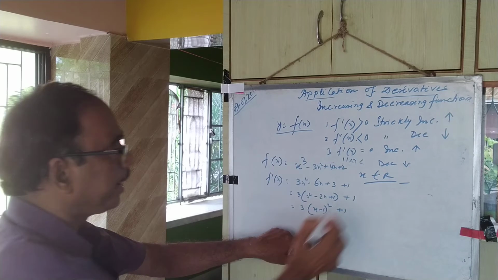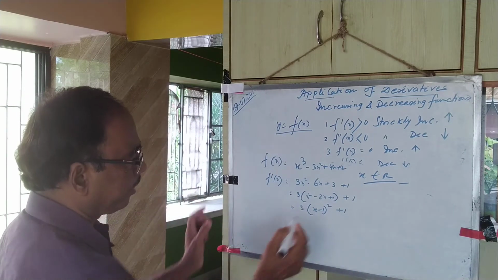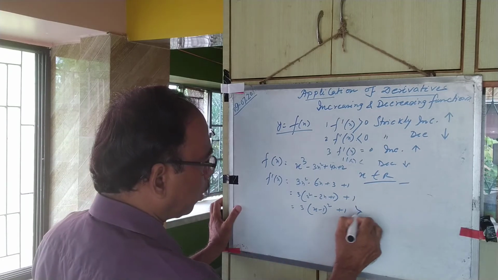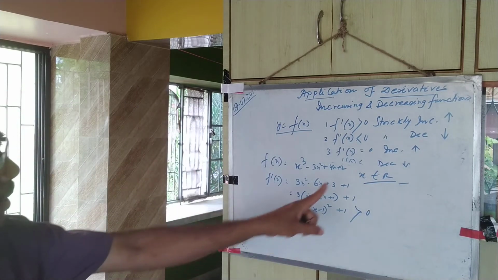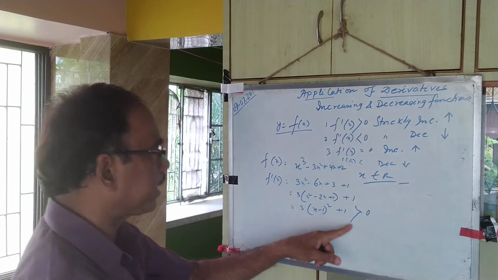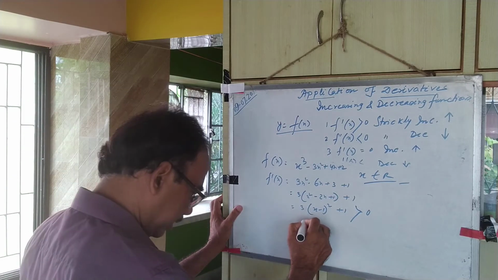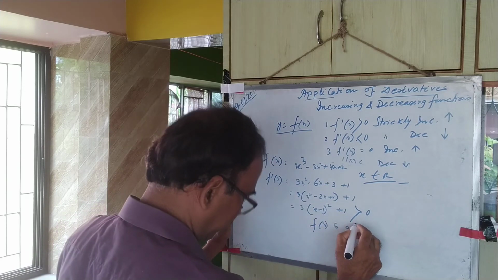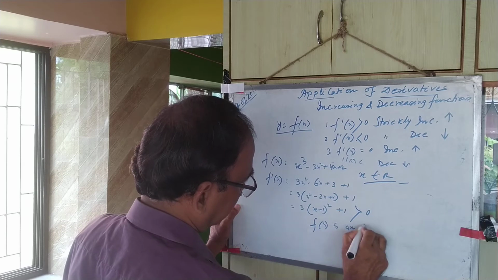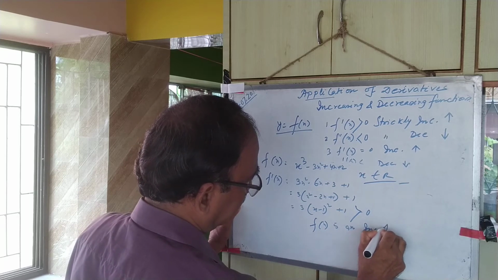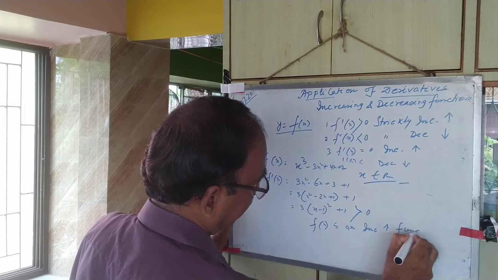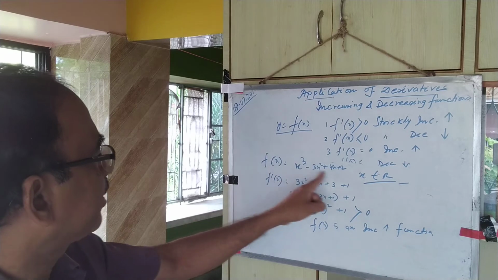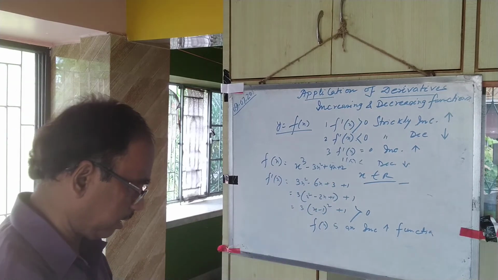So for any real value of x, even if x is negative, the square is positive, so f dash is always greater than 0. For any real value of x, f dash is always greater than 0. Therefore, f(x) is an increasing function. So for any real value of x, f(x) is an increasing function using this method.